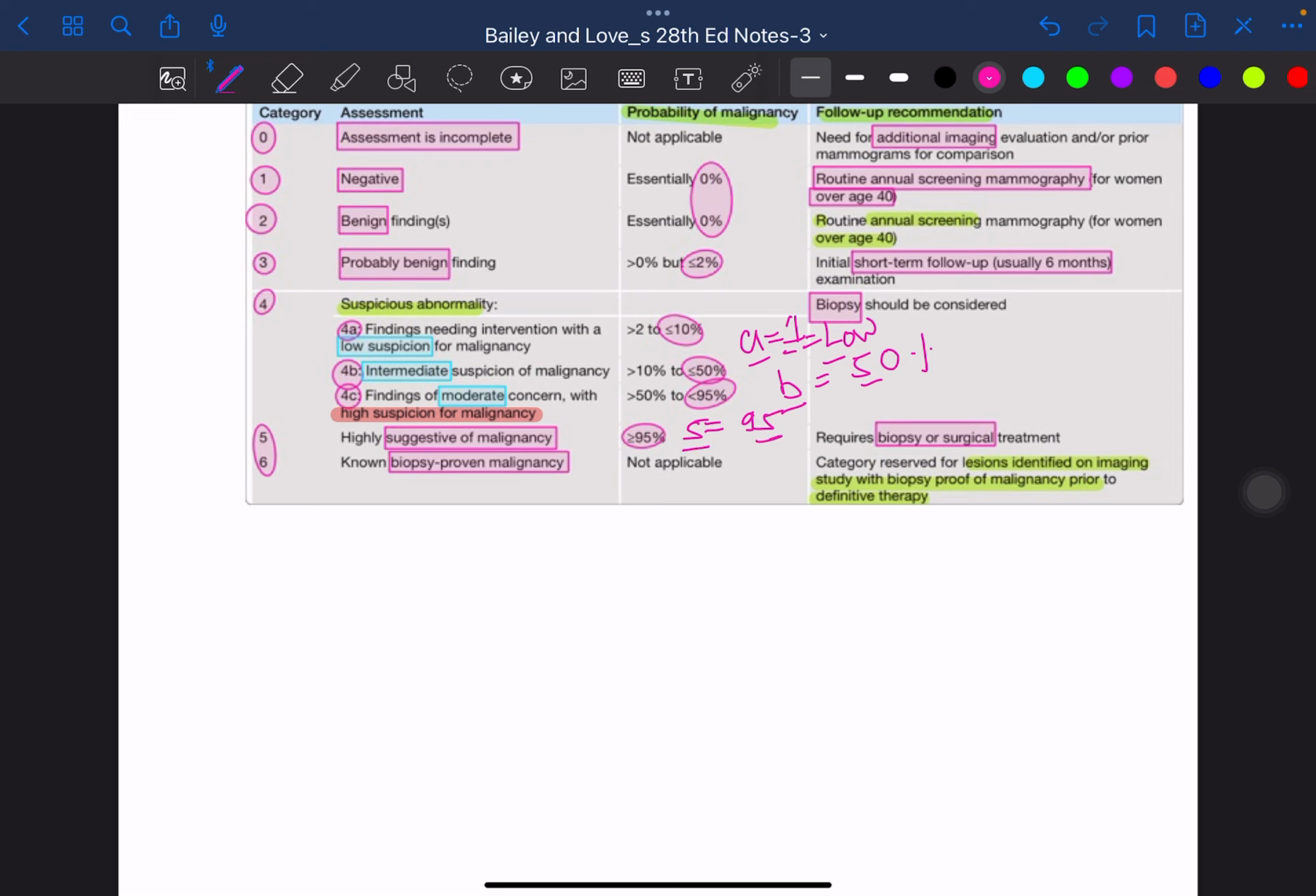Okay. So in BI-RADS 4, you have to do a biopsy. In BI-RADS 5, you have to do either a biopsy or surgical treatment. And BI-RADS 6 is biopsy-proven malignancy. So the biopsy is already done. It is a lesion identified on an imaging study with biopsy proof of malignancy prior to definitive therapy. So mainly surgery. In BI-RADS 6, you mainly have to do surgery.